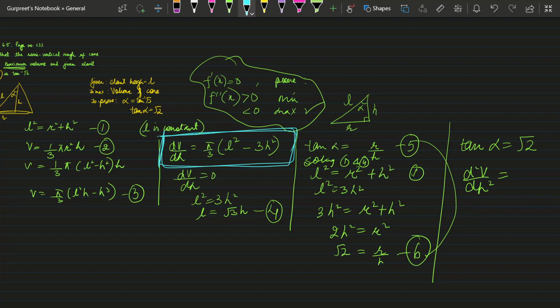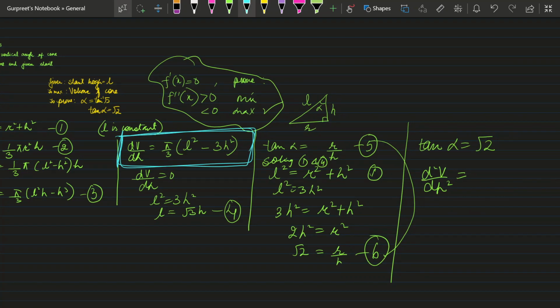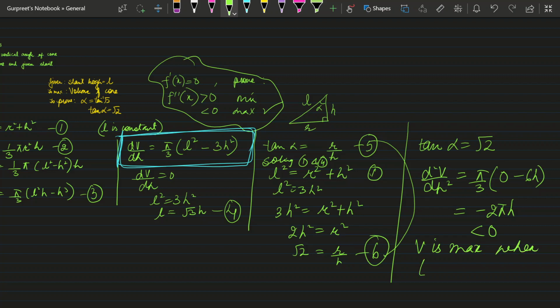The second derivative is pi upon 3, which is constant as it is. The derivative of L square will be 0 because L is constant, minus 6h. So this is minus 2 pi h, which is less than 0. For any value of h, it will be less than 0. Hence the second derivative is less than 0, which means volume is maximum when tan alpha is equal to root 2, or alpha equals tan inverse root 2.